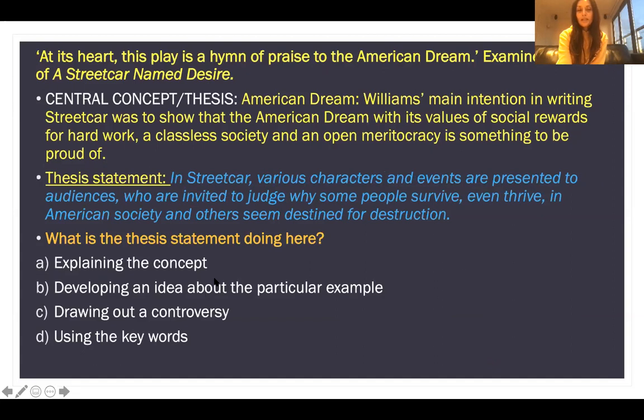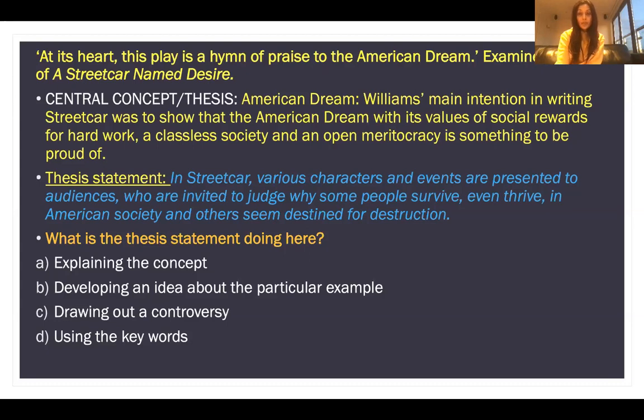With my question on the American dream, here's the sentence that I've come up with as my thesis statement. In Streetcar, various characters and events are presented to audiences who are invited to judge why some people survive, even thrive in American society, and others seem destined for destruction. Again, I'm going to ask you to think hard, pause, reread that sentence, and then ask yourself, what is the thesis statement doing here?